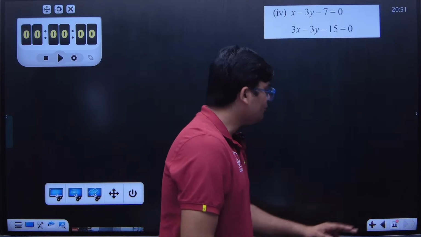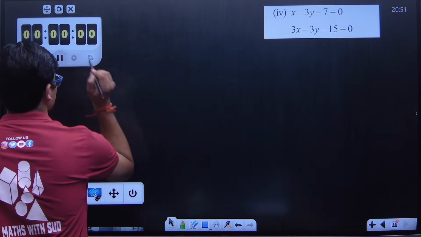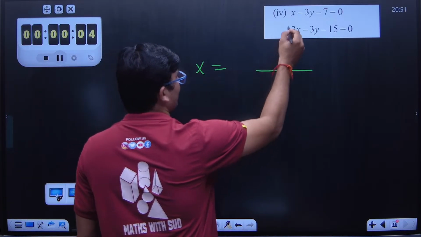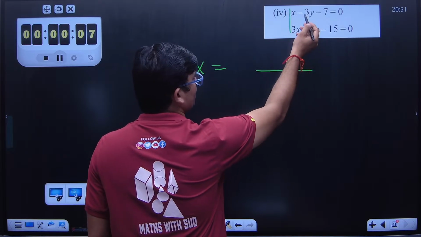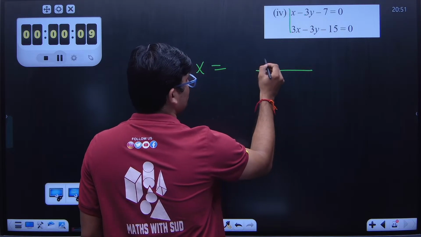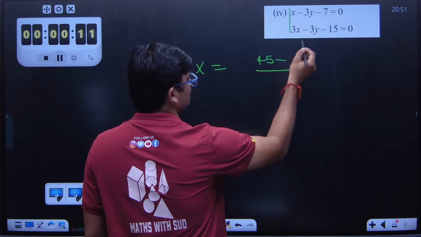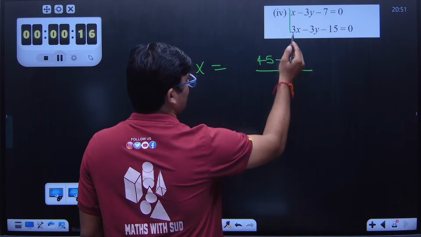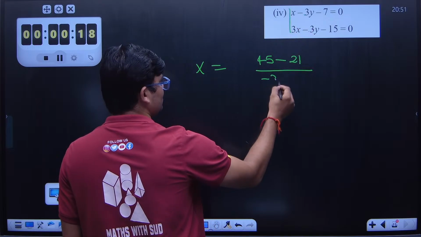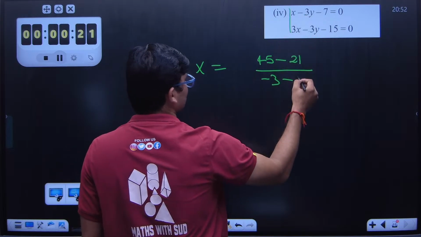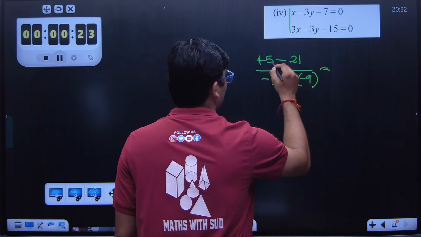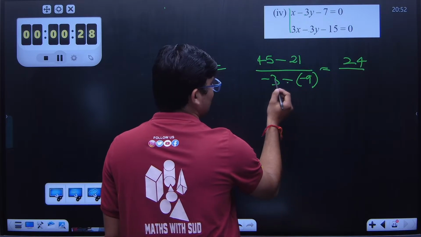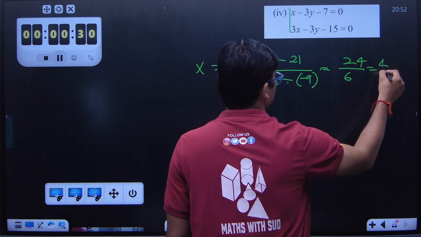So I am solving it in front of you, okay? With the timer on. See this. First we are going to find x. For x, we will not look at this equation. So minus 3 into minus 15 is going to be 45, minus 3 into minus 7 is going to be 21, divided by 1 into minus 3 is minus 3, minus 3 into minus 3 is minus 9. So 45 minus 21 is 24, divided by 9 minus 3, which is 6. So the answer is 4.